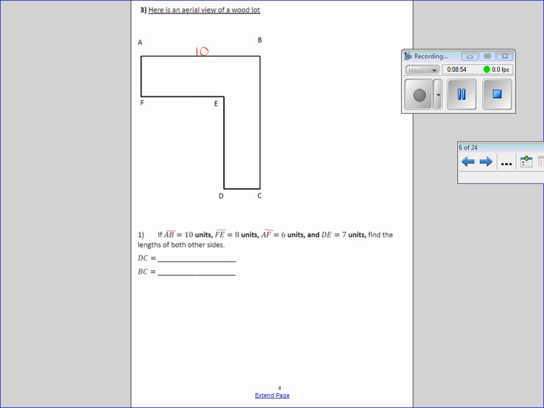FE is 8. AF is 6. And DE is 7. You have to find BC and BC.